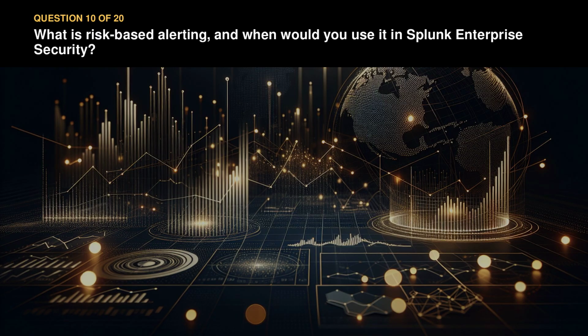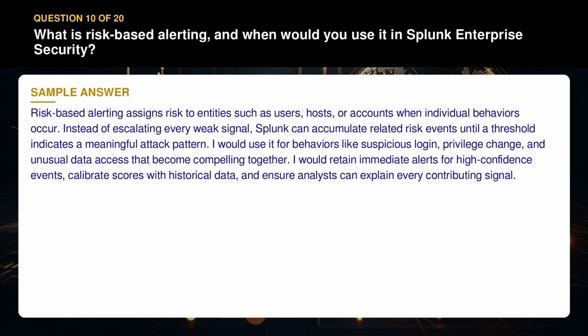Question 10. What is risk-based alerting, and when would you use it in Splunk Enterprise Security? Risk-based alerting assigns risk to entities such as users, hosts, or accounts when individual behaviors occur. Instead of escalating every weak signal, Splunk can accumulate related risk events until a threshold indicates a meaningful attack pattern.